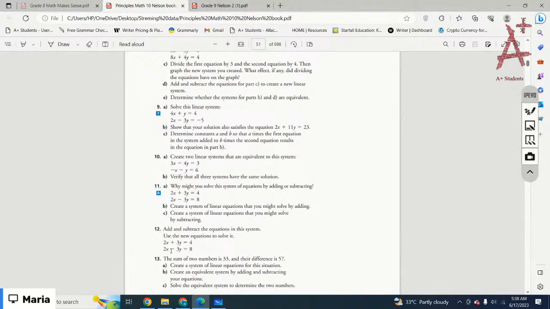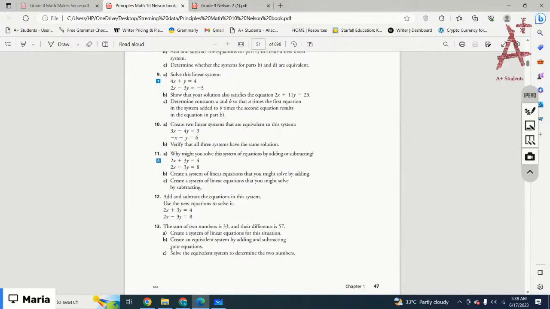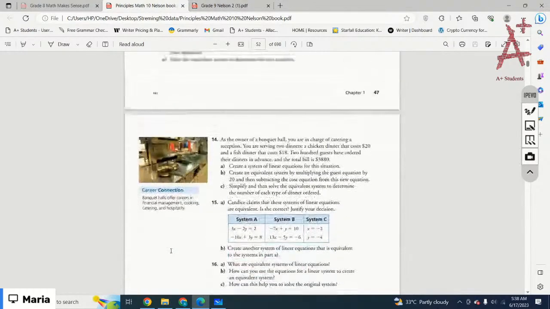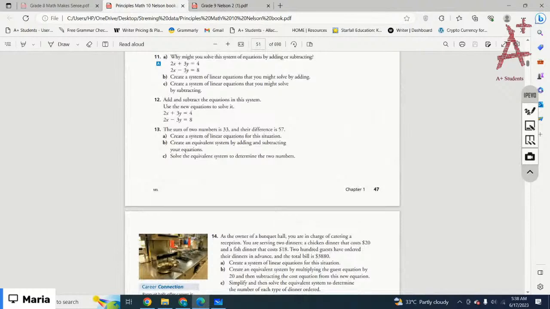Let's just look at question number 13. The sum of two numbers is 33 and their difference is 57. Create a system of linear equations for this situation. Create an equivalent system by adding and subtracting and solve the equivalent system to determine the two numbers.